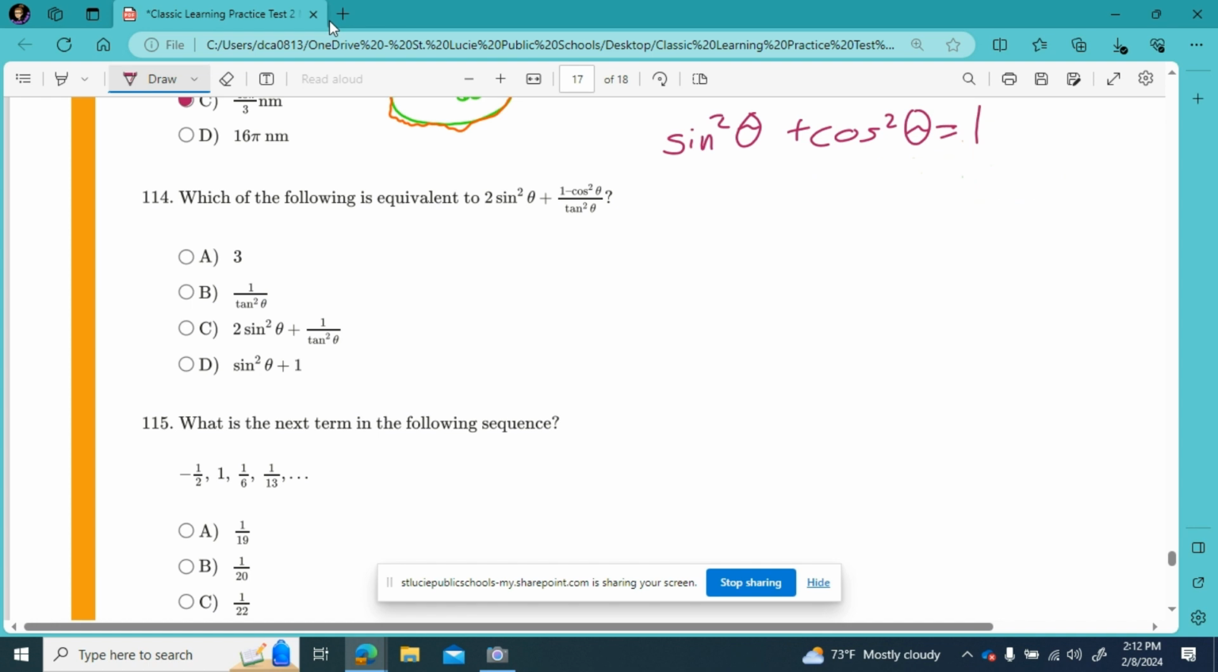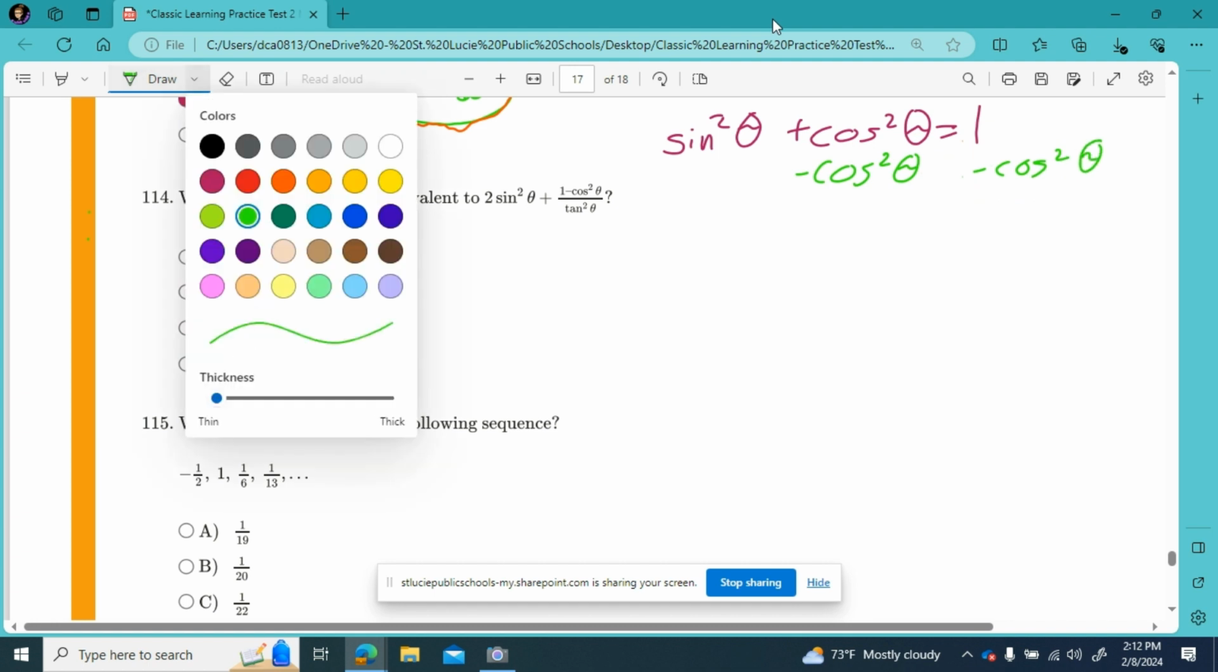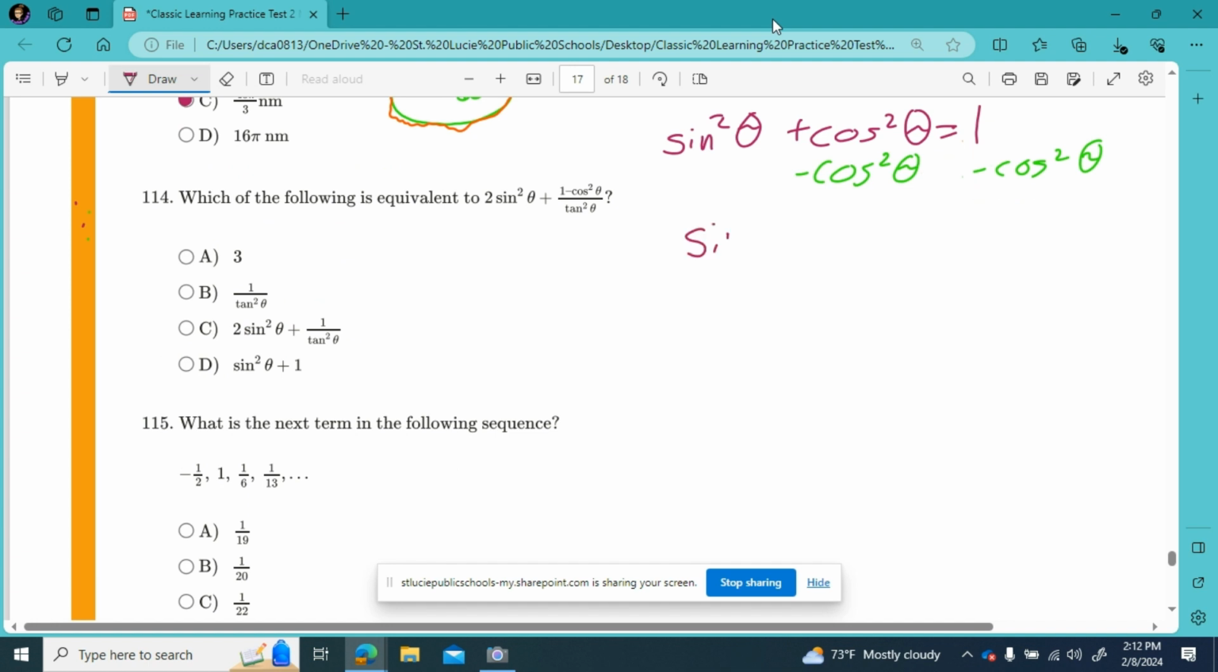And on CLT, they love to give you the rewritten version of this, right? So if I wanted to get sine squared theta by itself, I can subtract cosine squared theta from both sides of the equation, minus cosine squared theta, minus cosine squared theta. Those will cancel out, and sine squared theta equals 1 minus cosine squared theta. And you see why I took the time to do that right here.